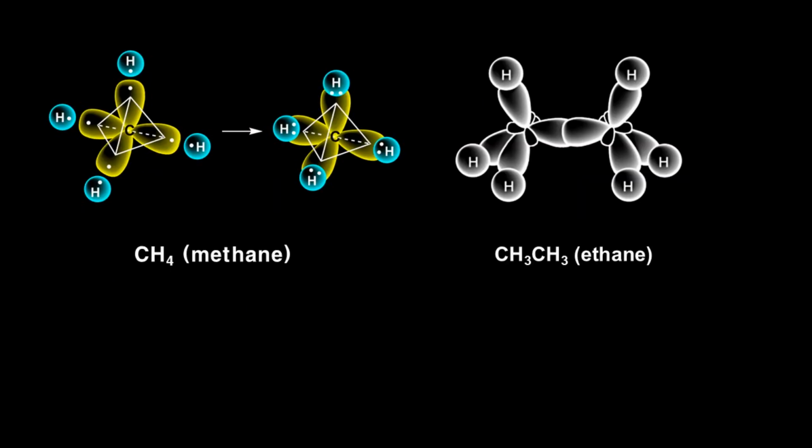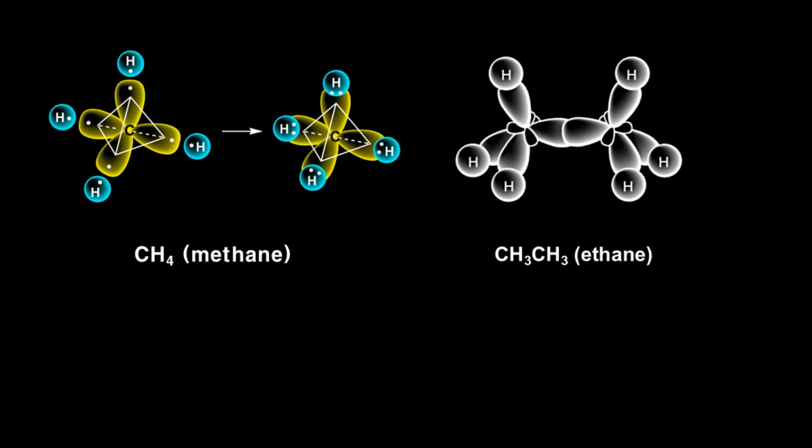Now that we know how sp3 hybrid orbitals form, let's see how they actually work in real molecules like methane and ethane. In methane, carbon goes through sp3 hybridization and forms 4 identical sp3 orbitals. Each of these overlaps with a hydrogen 1s orbital, creating 4 strong sigma bonds. This gives methane a tetrahedral shape, with bond angles of about 109.5 degrees, and that makes it super stable.